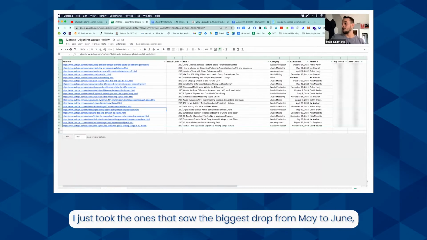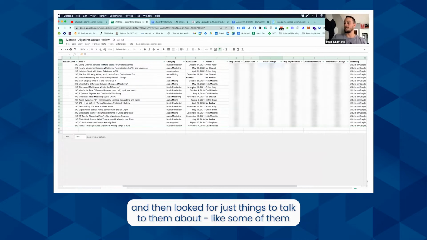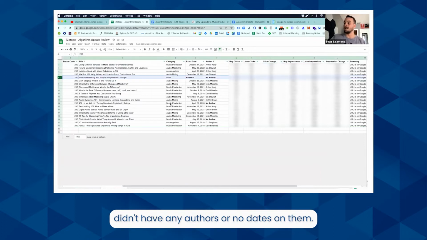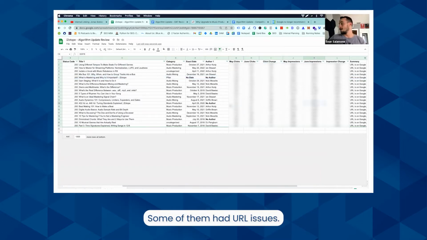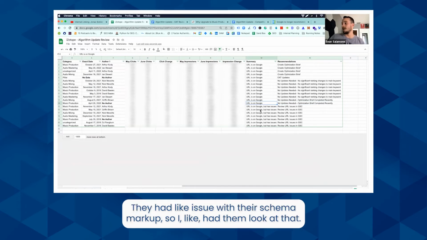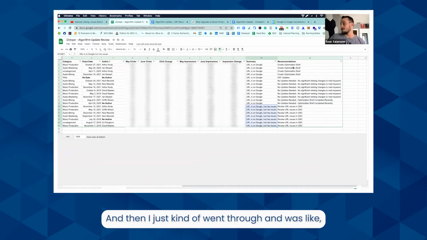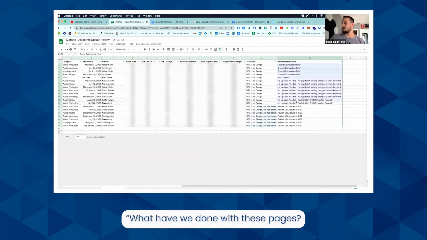So that gave me the quick, high value ones. I took the ones that saw the biggest drop from May to June and looked for things to talk to them about. Some of them didn't have any authors or no dates on them. Some of them had URL issues. They had issues with their schema markup, so I had them look at that. And then I went through and asked, what have we done with these pages? Have we touched them recently? Are they ranking for their intended target?